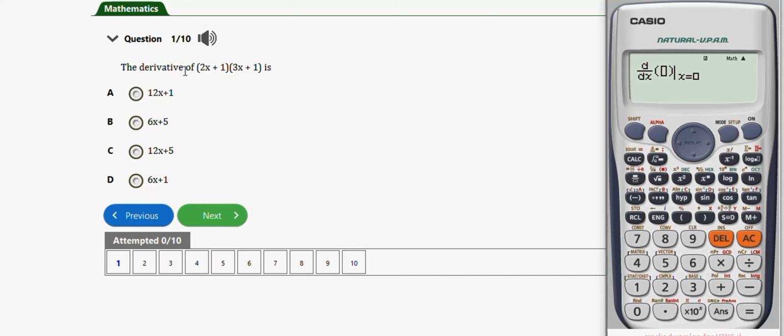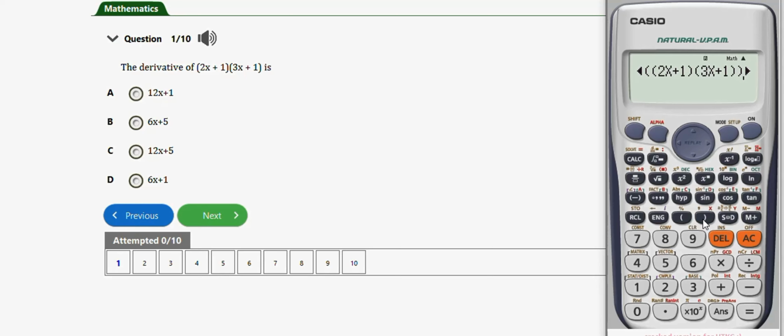The question is starting with an opening bracket. So you open the bracket, you put 2x. Follow me, guys, so you get this. To bring out x, press alpha and the s button will come out. Plus 1, close the bracket, open another bracket. We have 3x, alpha x, plus 1. So that's it. Close the bracket.